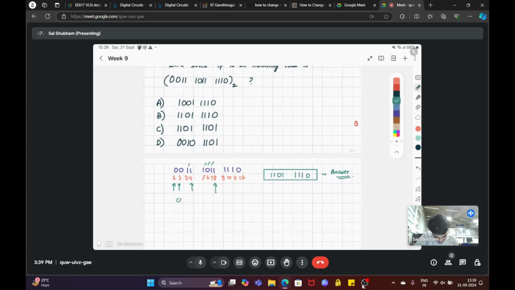So these parity bits: 0, 0, and at 4 you have 1, and at 8 you have 1. So the bit at 1 you get by XORing the numbers at 3, then 5, then 7, then 9, and there is one more number, 11. At 2, you get by XORing 3, and 4 you cannot include because 4 is already occupied by a parity bit.